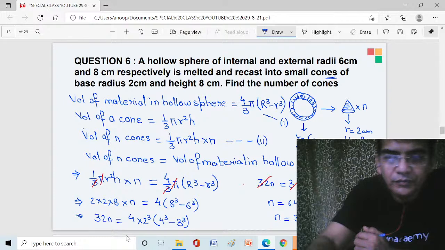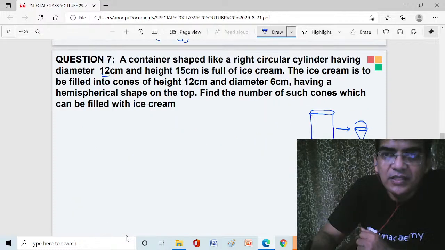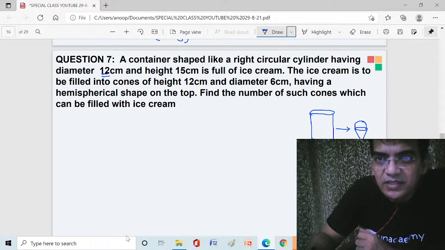Now they say this is full of ice cream and this ice cream is to be filled into cones. This ice cream is to be transferred into cones like this, having a hemispherical shape on top. So this is the diagram, and now they ask how many such ice cream cones will be possible. So let it be n.